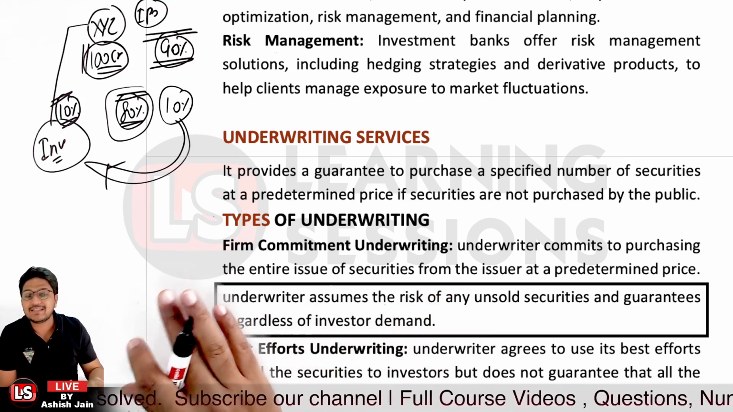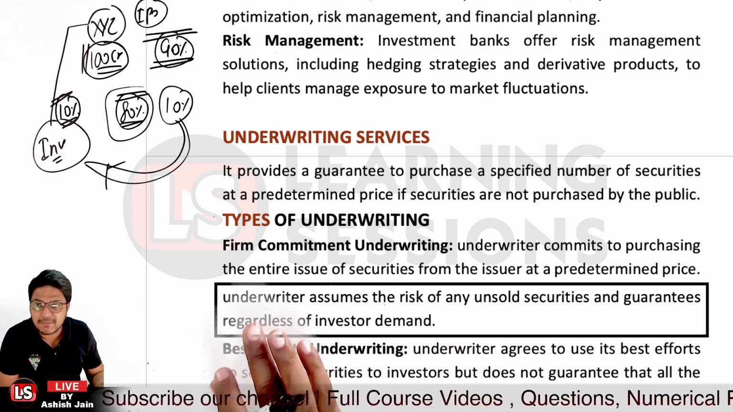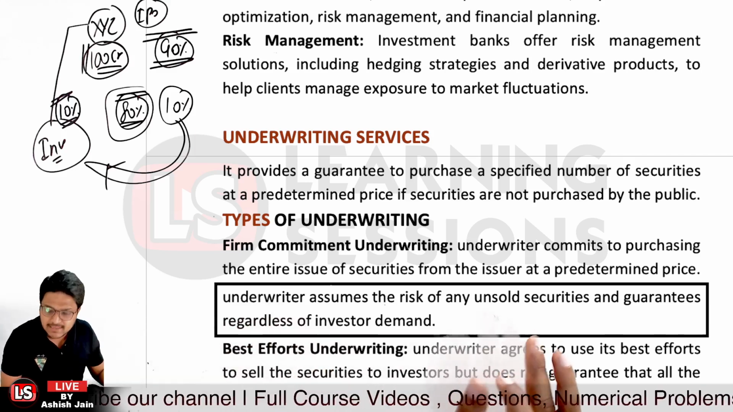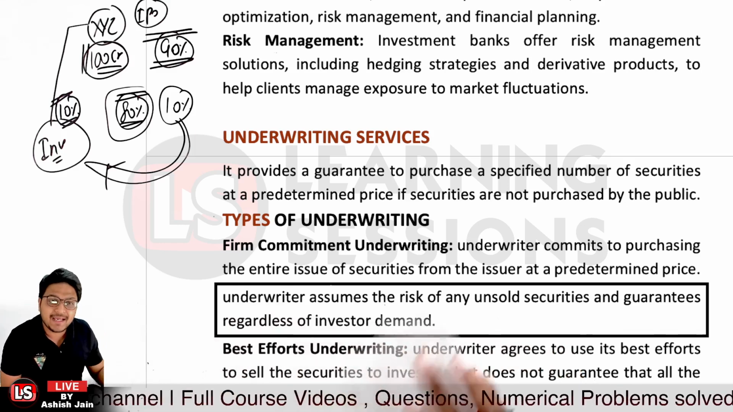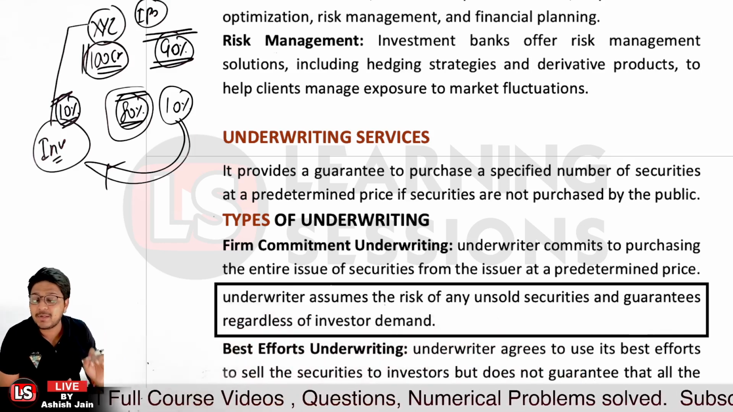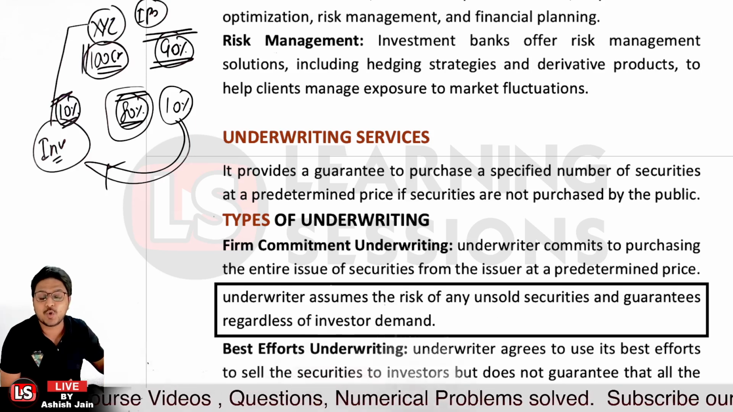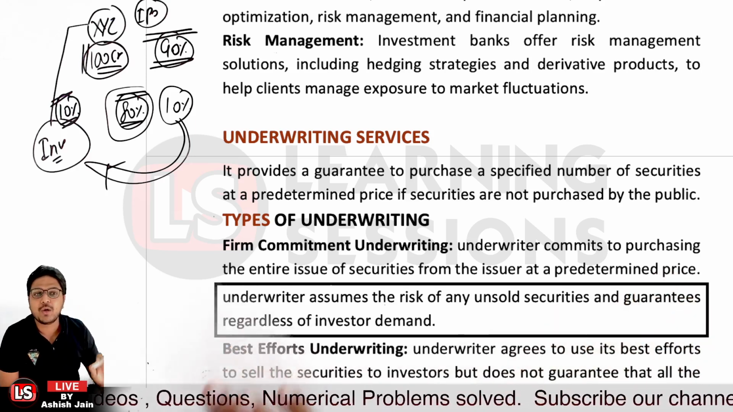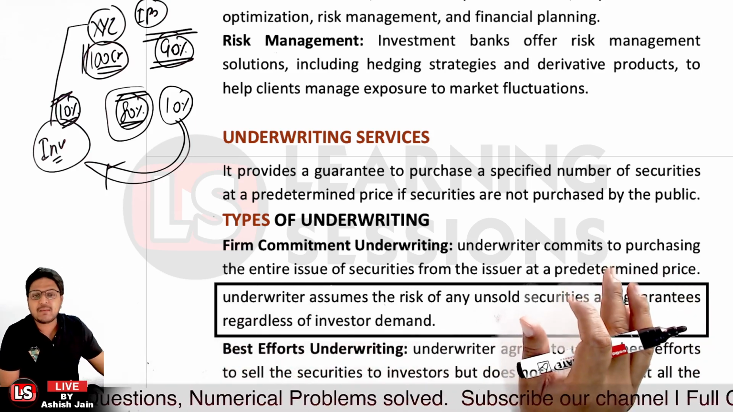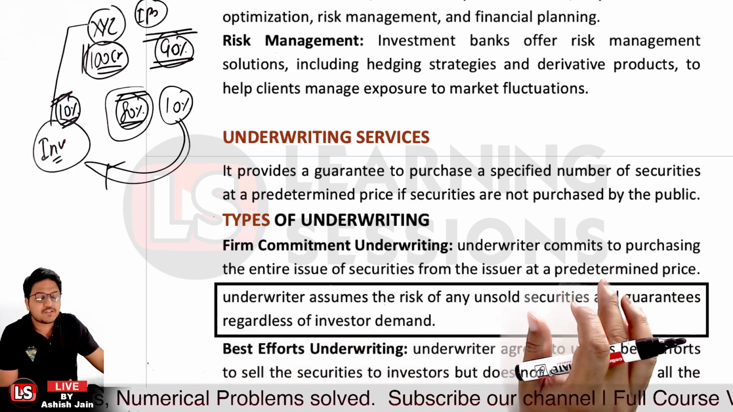So that's actually the underwriting process. The underwriting process is a guarantee to purchase a specified number of securities at a predetermined price if the securities are not purchased by the subscribers, right? So that's related to underwriting services. Now there are different types of underwriting services. Let's first of all look at them.